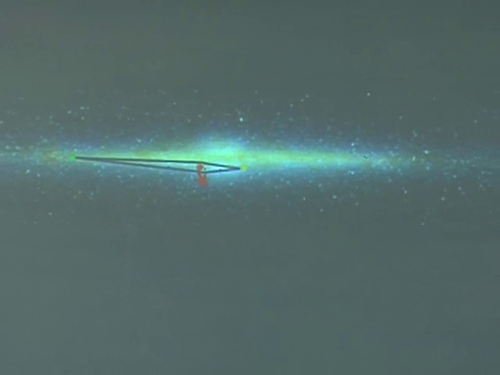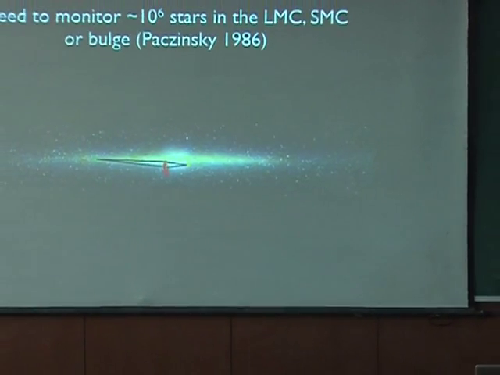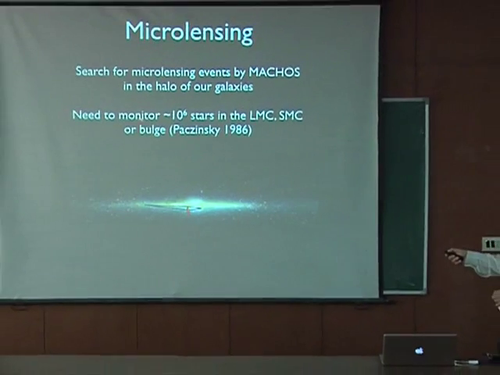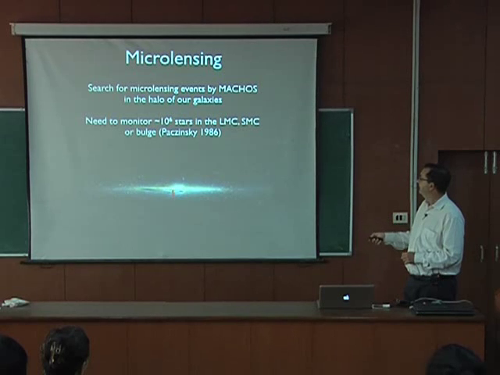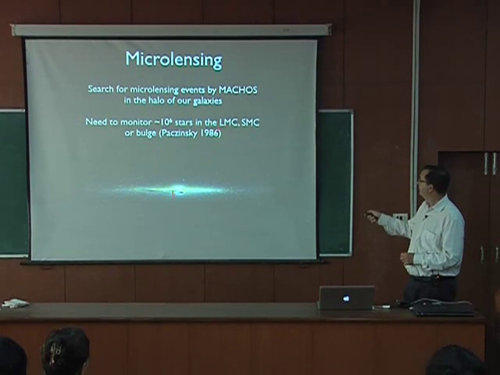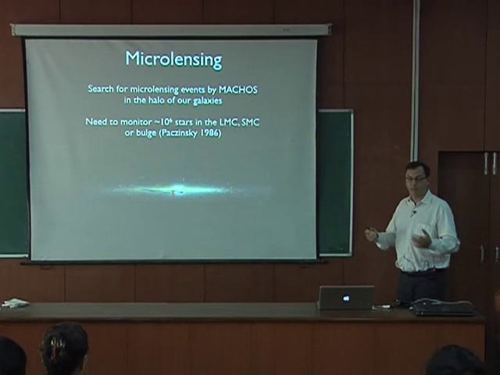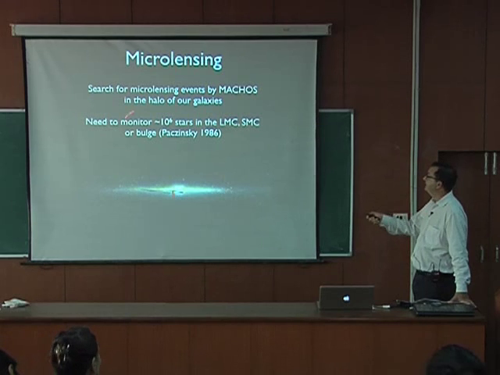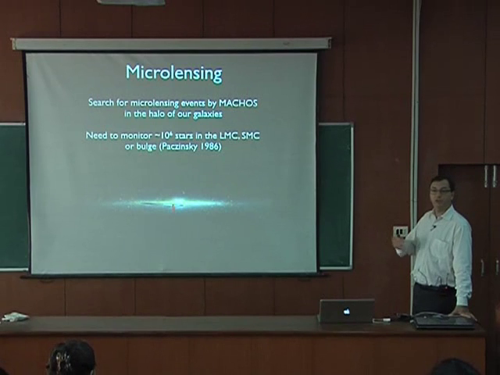And Paczynski calculated that if the whole halo of our galaxy, so if all the dark matter is made up of these compact objects, then one expects very few events per star, but if we monitor about 10 to the 6 stars in the bulge or in the other nearby dwarf galaxies, the LMC, or the Large Magellanic Cloud, or the Small Magellanic Cloud, then one should expect to see enough events to detect these dark compact objects. So one needs a very large campaign to monitor a very large number of stars, and eventually we should see some events.